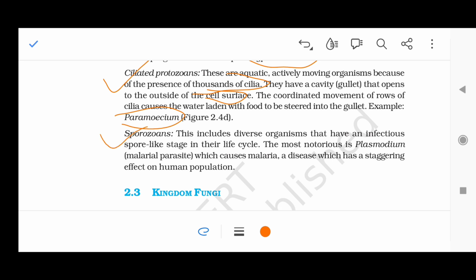Now the last one is the sporozoans. This includes diverse organisms that have an infectious spore-like stage in their life cycle. So in sporozoans, there is a stage in the life cycle, a spore-like stage, which has the capacity to infect other organisms. The most notorious is the Plasmodium, that is a malarial parasite which causes malaria, a disease which has a staggering effect on the human population.